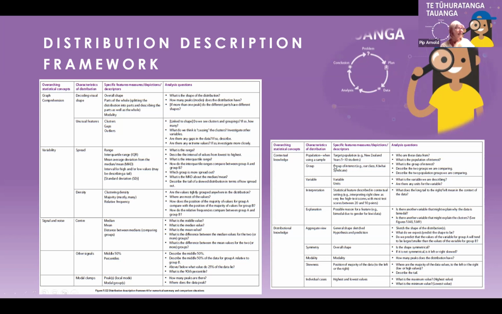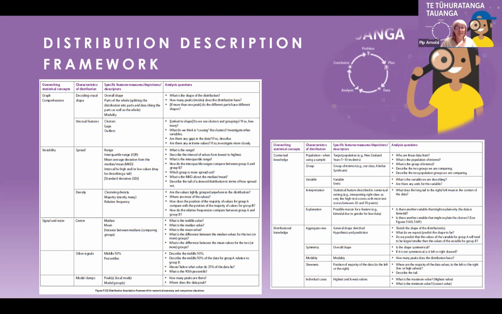So each of them has what I call the distribution description framework. This was a key piece of work I did in my PhD. And for all of those different ones I've just said, we have contextual knowledge, distributional knowledge, graph comprehension, variability, and signal and noise. These are big overarching concepts in statistics. And then we've got the characteristics such as these. Under contextual knowledge, things like the population or the group, the variable, and interpretation and explanation are all part of contextual knowledge.